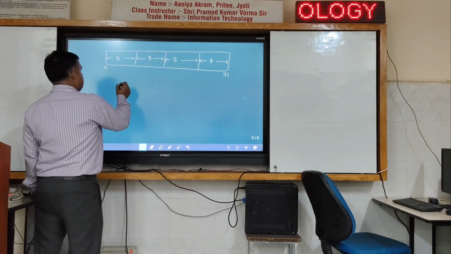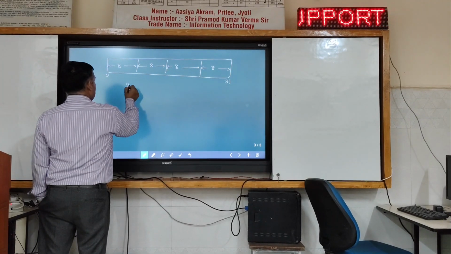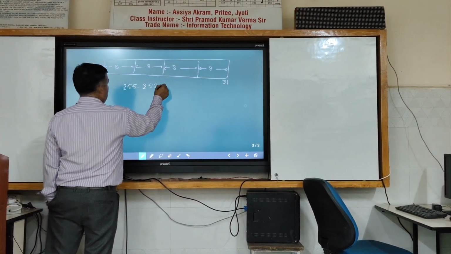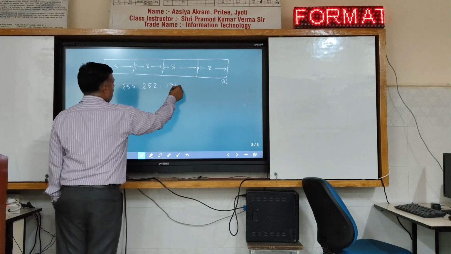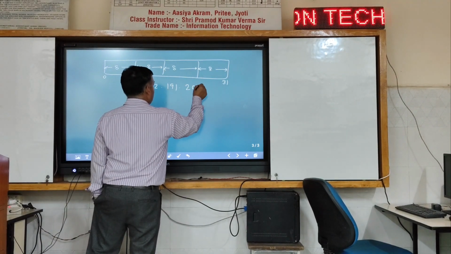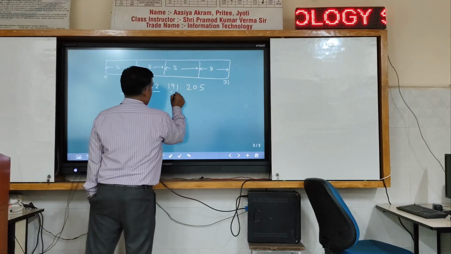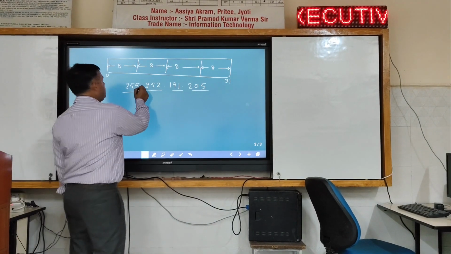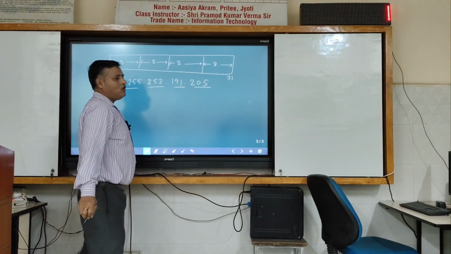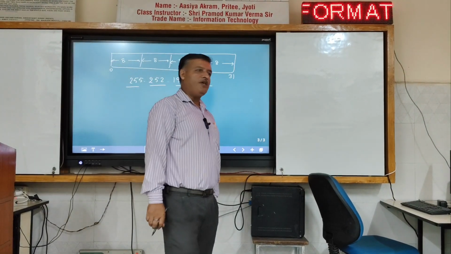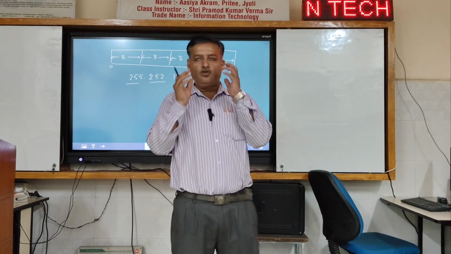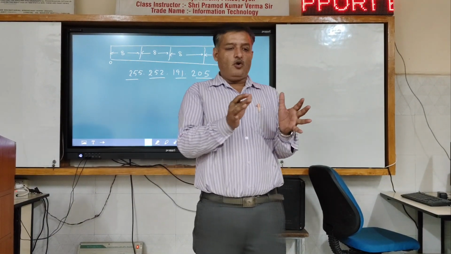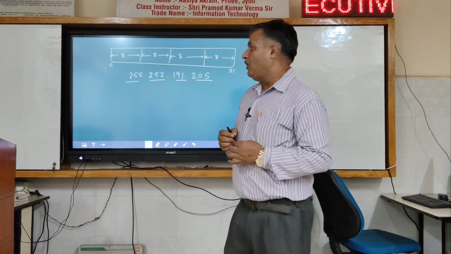The notation is like 255.252.191.205. Why is this number selected? What is the importance of this dot? The dot is the notation in which this particular IP is designated. The 4-octet notation is separated by this dot.